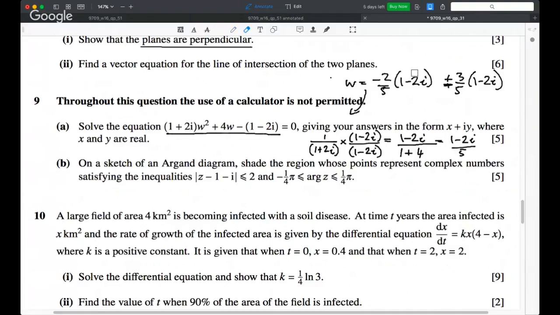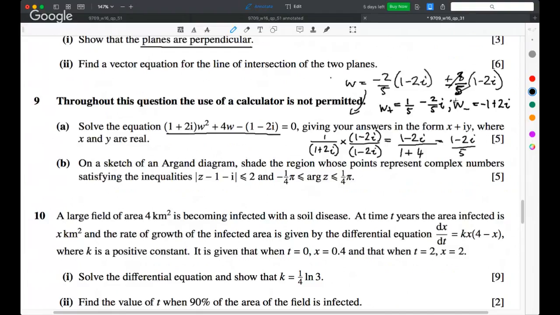So I have 2 values of w here. You get a w plus, which is 1 over 5 minus 2/5 i, and you'll get a w minus, which is minus 1 plus 2i.